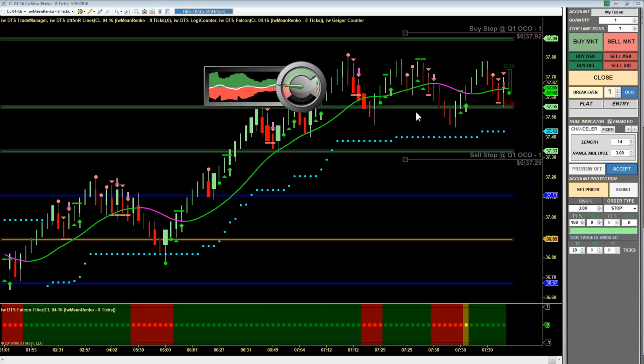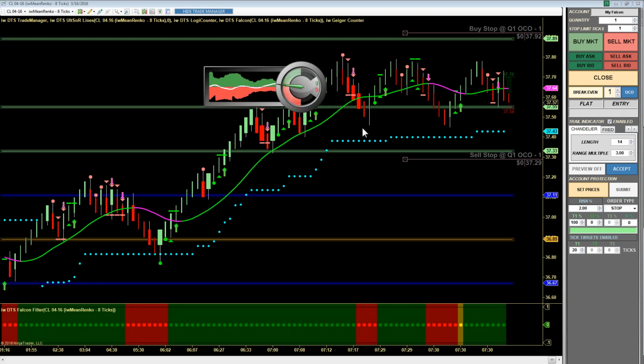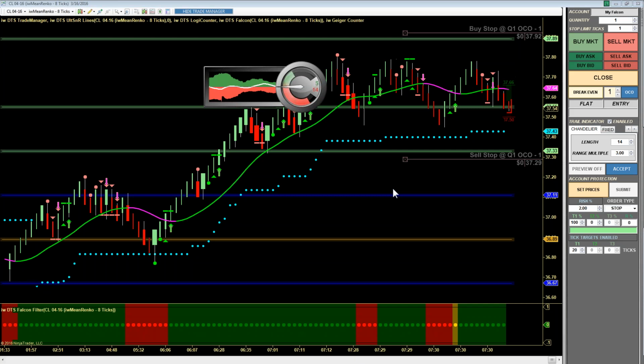So, we have a pretty well-defined range. If you wanted, you could tighten your trade parameters even more. Sell below, looks like around 37.43-ish. Buy above 37.80-ish. What's with that? Just stuck in a sideways range. That is not at all crude-like.